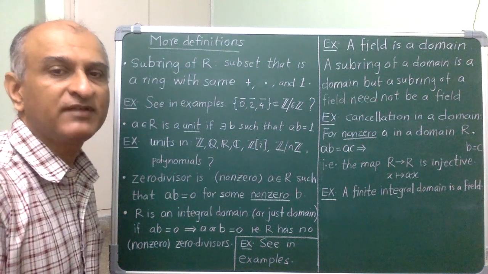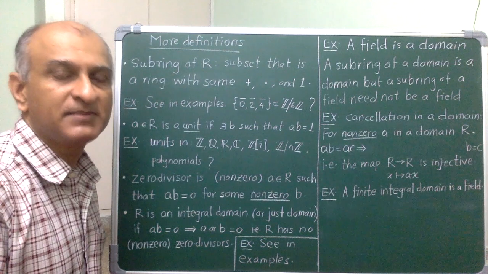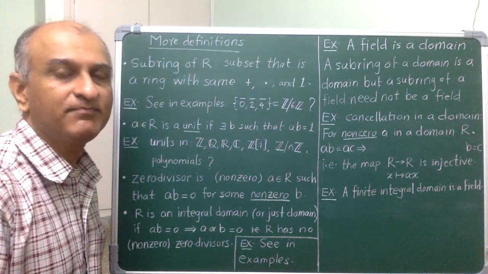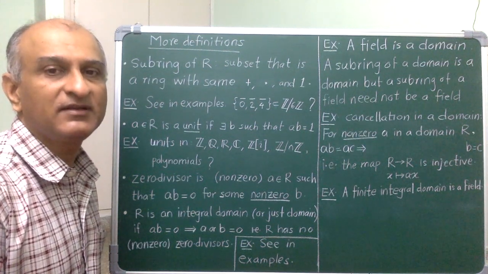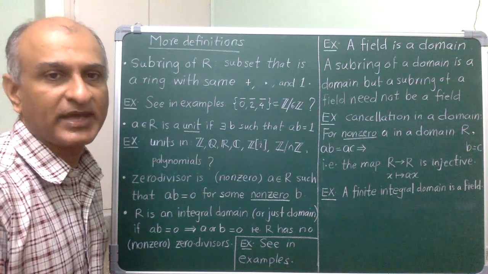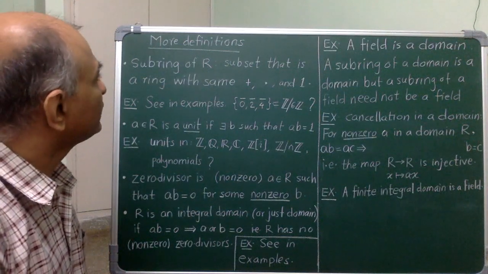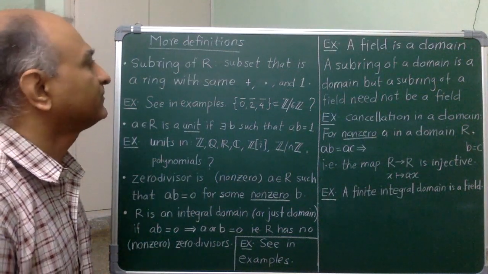So the notions that we are going to define here will come up again and again. So please become completely familiar with them. And to gain comfort level, try to see as many examples as well as non-examples as you can. So the first thing that we want to define is a subring of a ring R.